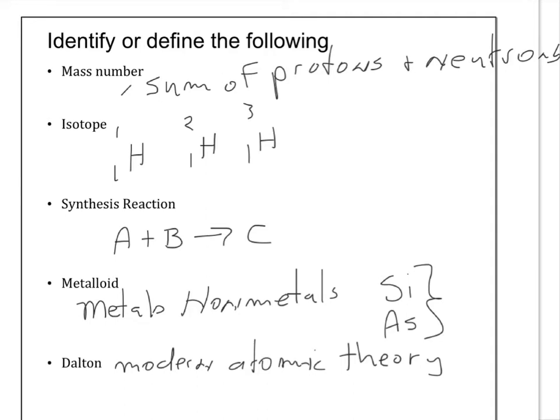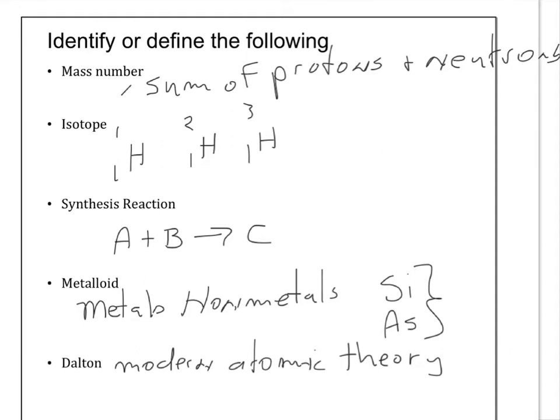So the mass number is the sum of protons and neutrons. An isotope is when you have the same number of protons and a different number of neutrons. A synthesis reaction is when you combine two things together and you get a compound. Metalloids are some of the elements that are on the dividing line between metals and nonmetals.